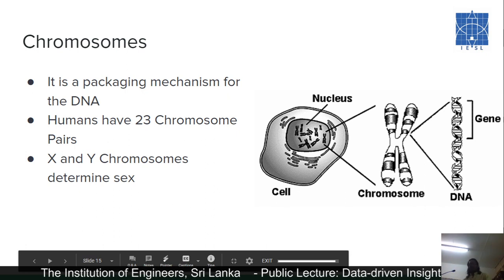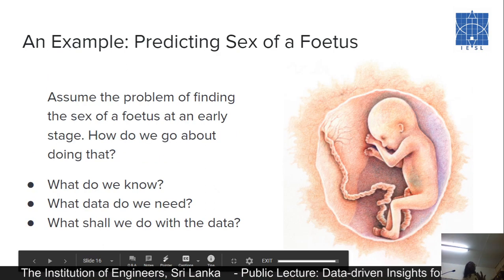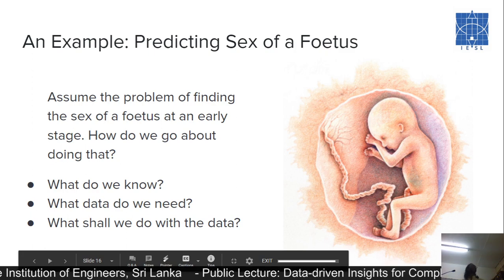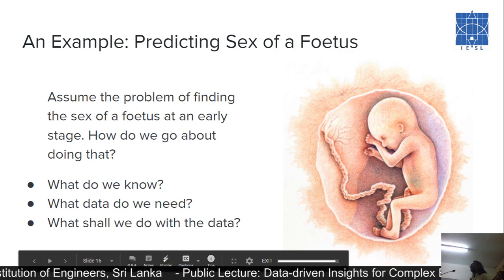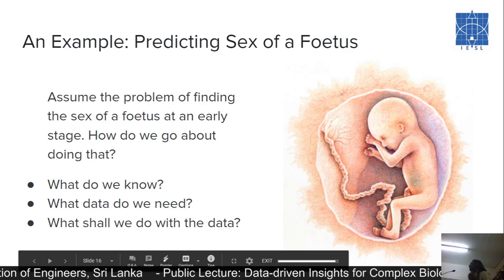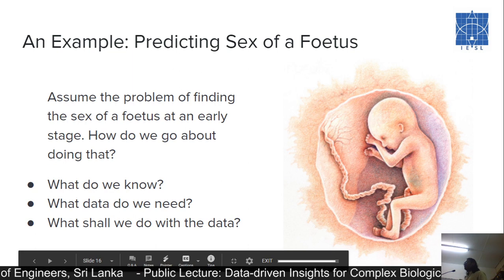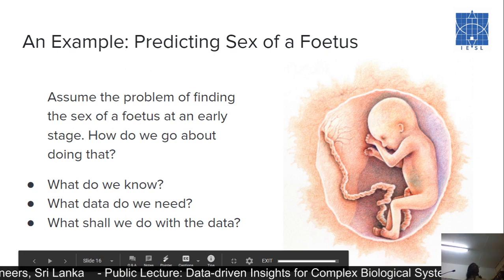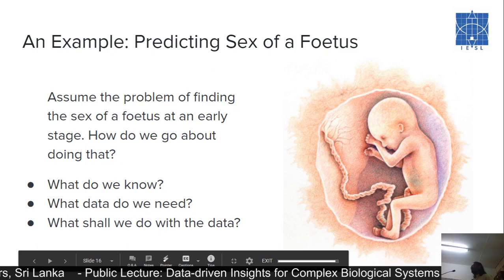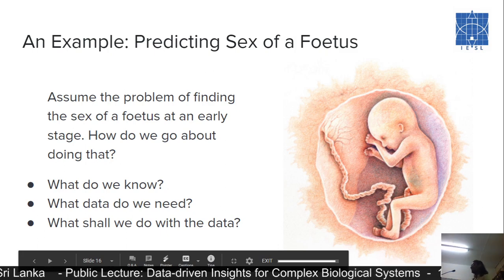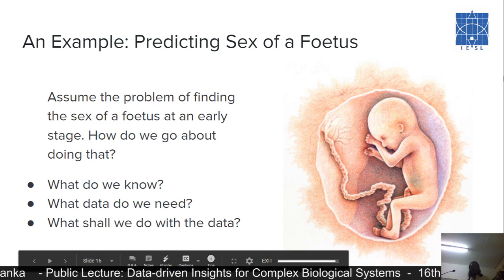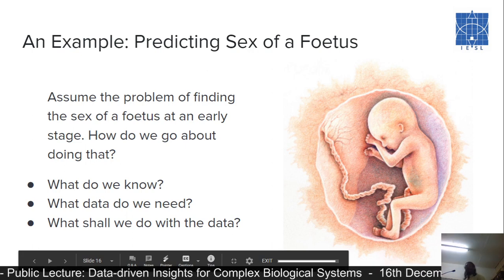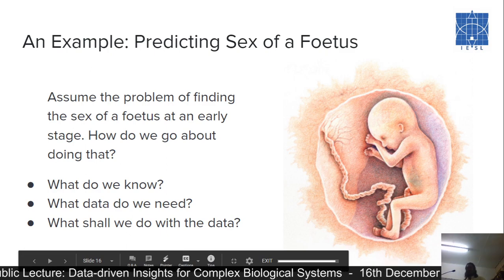So we will look at a question, and we'll try to see how we can solve this as engineers. When someone is expecting a baby, knowing the gender of the fetus is something most people are quite interested in. So we assume the problem as finding the sex of a fetus at an early stage. How do we go about doing that? I know we can do it with ultrasounds, but we are looking at an earlier stage, because I think I have some details here about ultrasounds. You have to wait like 18 to 20 weeks to get an ultrasound, apparently.